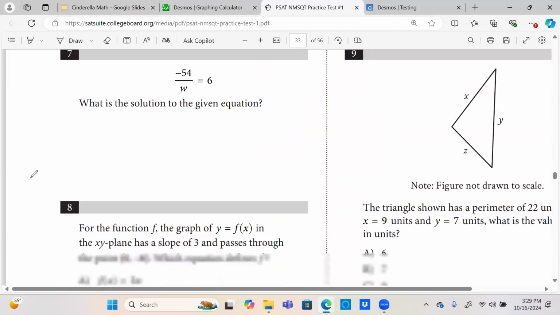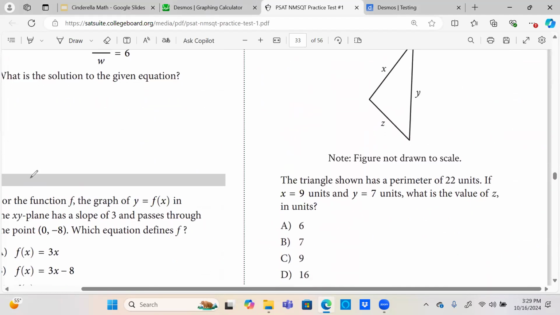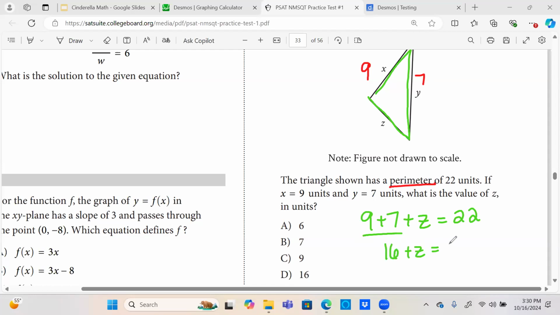Number 9, the triangle shown has a perimeter of 22. If x is 9, okay, let's write that in, and y is 7, what is z? So we do need to know that perimeter means all the way around, kind of the edges, kind of like you're putting up a fence. So we're going to do 9, add 7, add z will equal the entire perimeter of 22. Combine these to get 16 plus z is 22, minus 16 to remove that, and z is 6. That would give us our perimeter of 22.